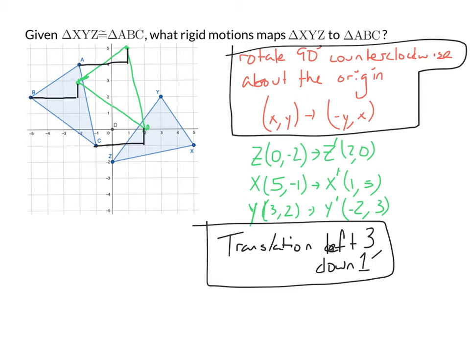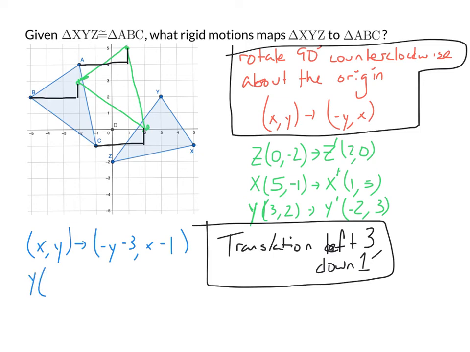If we wanted to write our rule on this, we would go from x comma y to, and now we did that negative y and the x, but we're going to take our left piece, which is that first number, we're going to subtract 3, then we're going to take our y, we're going to go down 1. So both of them would be negative because they're moving in the negative direction.